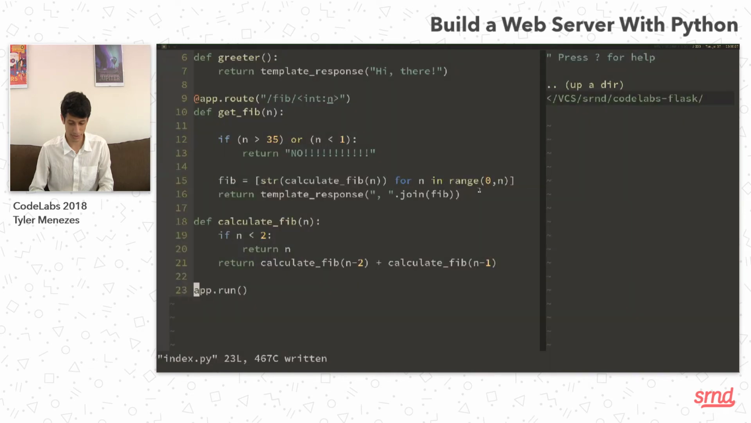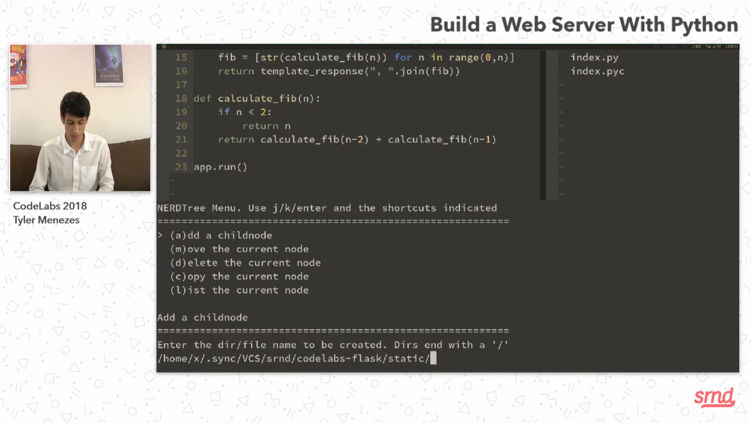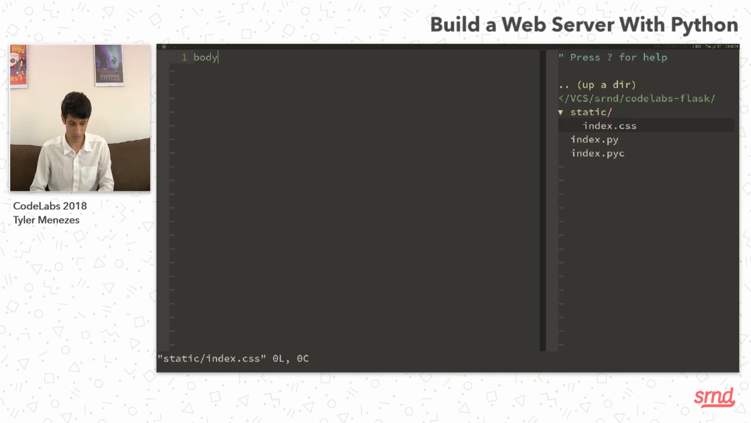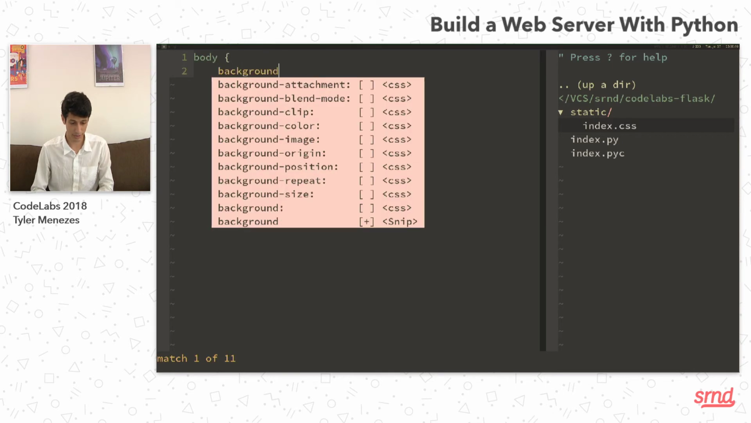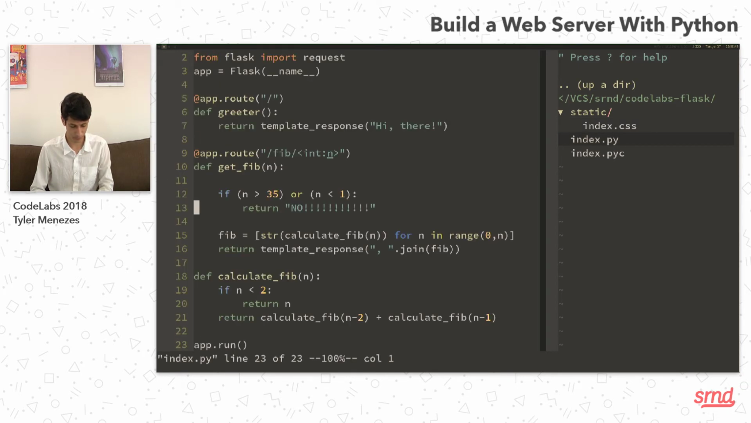So we have this folder called static. And I'm going to use this thing over here. We're going to add a file called index.css. And what we'll do is we'll just make the body background color red. If you don't know what this is about, again, we had a workshop yesterday. I'd recommend checking that out.